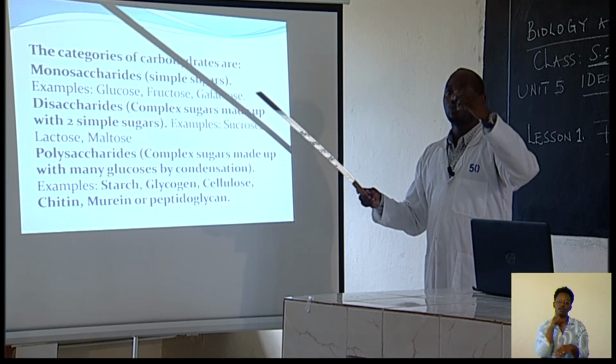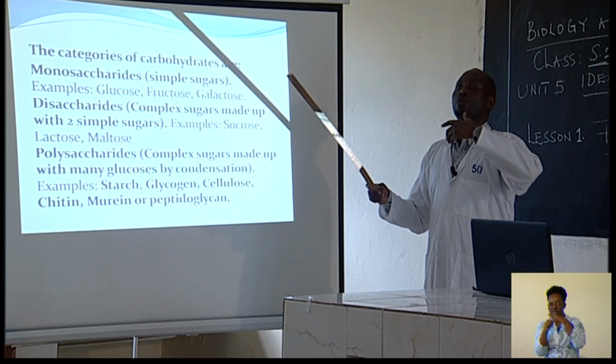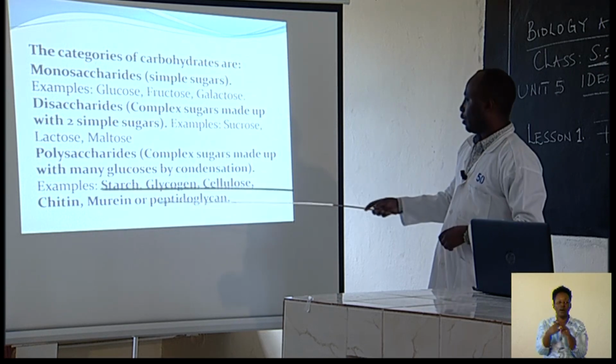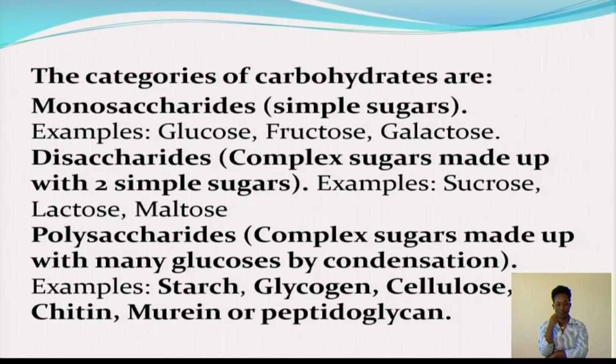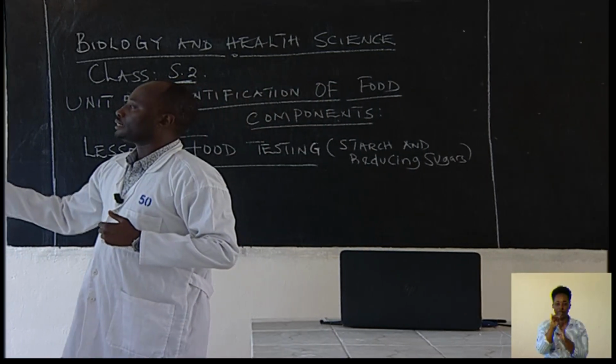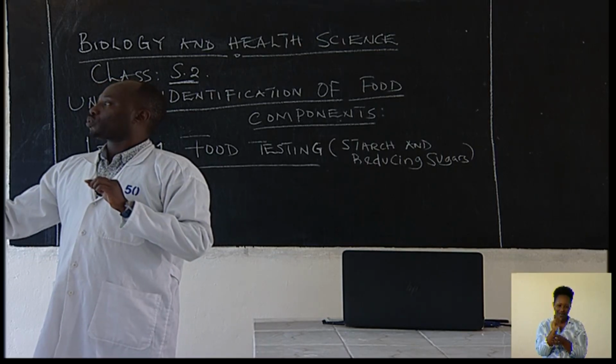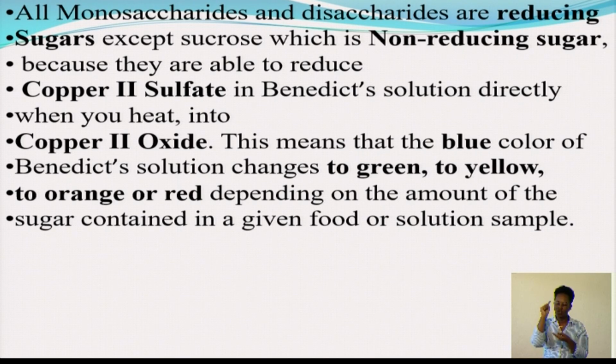So it means that once you get one glucose plus another glucose plus another glucose, you're going to get what you call a polysaccharide. We have examples of these: starch, glycogen, cellulose, chitin, myelin, and also peptidoglycan. These are examples of polysaccharides. Poly means many. Now, all monosaccharides and disaccharides are reducing sugars, except sucrose, which is a non-reducing sugar.